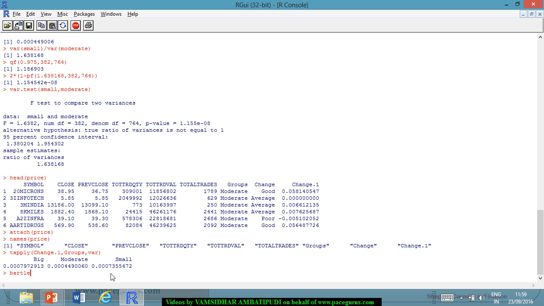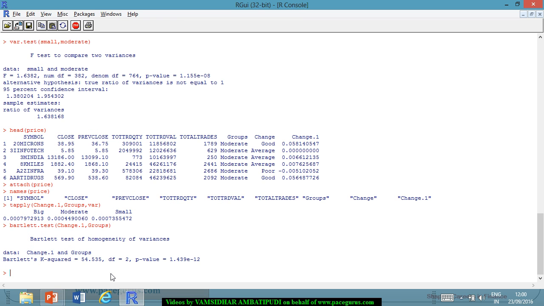So now I can very well perform the Bartlett test across the groups. So let me do bartlett.test, wherein I am considering the groups. The first input that I have to give to this bartlett.test is my change.1, the variable which I am trying to compare, and the variable across which I have to compare is the groups. So I am doing a Bartlett test like this. Across each of the groups, I am looking at the homogeneity of the variance.